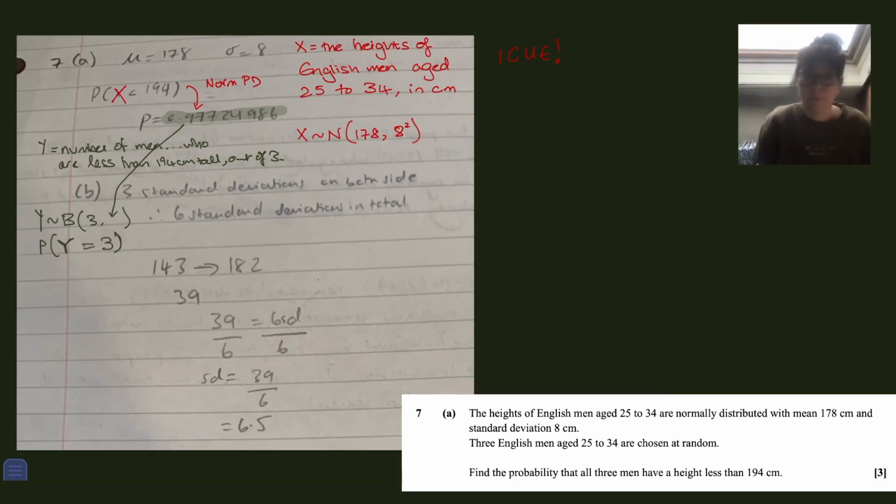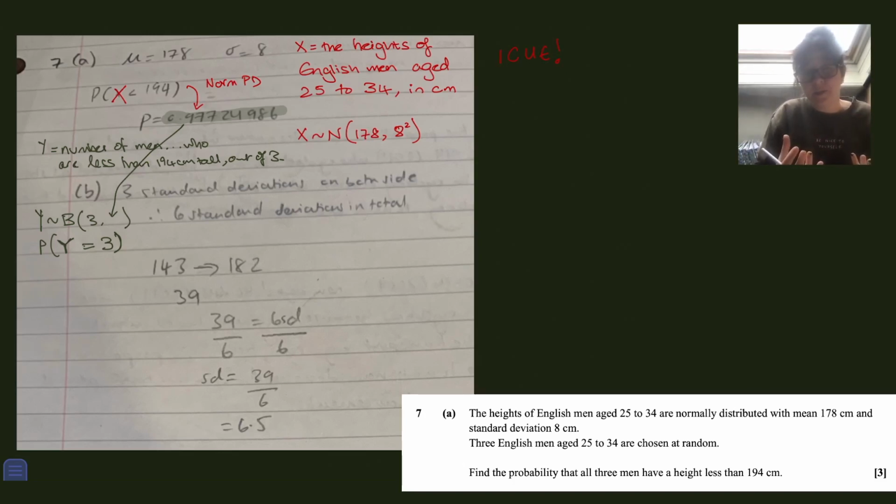Now, you might say, wait a sec, it's not that complicated. I don't need to think about a Russian doll. The outside is the actual question, the one about Y, the one about the binomial. And then the inside is where you have to find p, which is the p for the binomial, which is the probability that X is less than 194.